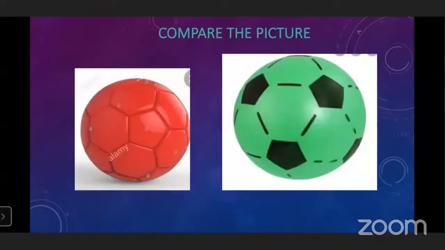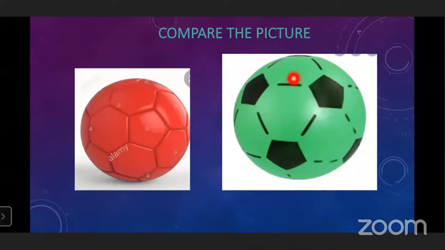Now in the next picture, what do you see? Two balls are there. The first one is a red ball and the next one is a green ball.